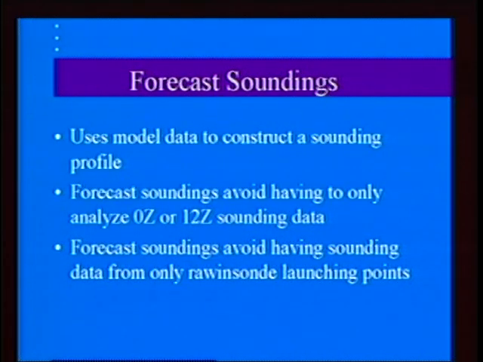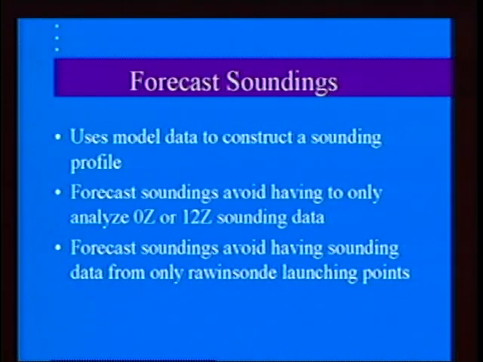Starting off with an important tool to use when forecasting severe weather and winter weather: forecast soundings. This uses model data to construct a sounding profile, and there are several advantages to this. Forecast soundings avoid having to only analyze the 0Z or 12Z sounding data. A lot can change in the atmosphere between that 12-hour period, so as a forecaster, it's an advantage to see how the temperature, moisture structure and wind profile of the atmosphere are changing on an hour-by-hour basis.